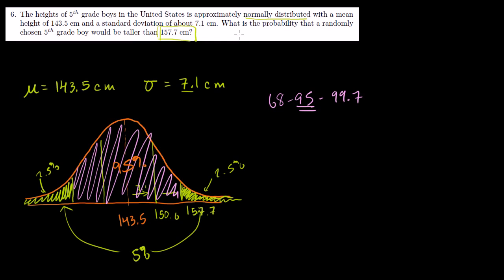So to answer the question, what is the probability that a randomly chosen 5th grade boy would be taller than 157.7 centimeters? Well, that's literally just the area under this right part, this magenta part that I'm coloring right now. That's just that area. And we just figured out it's 2.5%. So there's a 2.5% chance we'd randomly find a 5th grade boy who's taller than 157.7 centimeters, assuming this is the mean, the standard deviation, and we are dealing with a normal distribution.